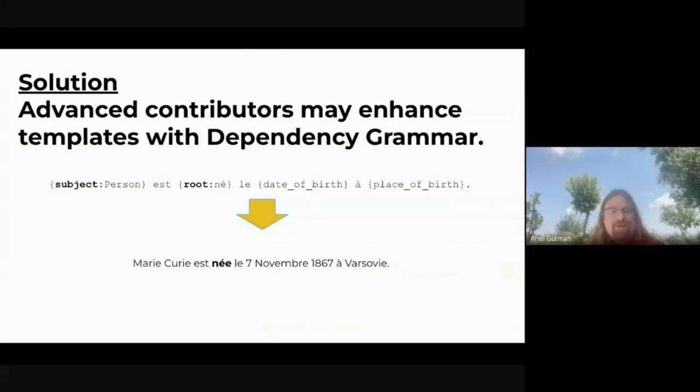In the example here, you can see that the French template is augmented with subject and root labels, which will instruct the renderer to enforce subject-verb agreement. This permits rendering the sentence Marie Curie est née le 7 novembre 1867 à Varsovie with the correct feminine form of the participant name.